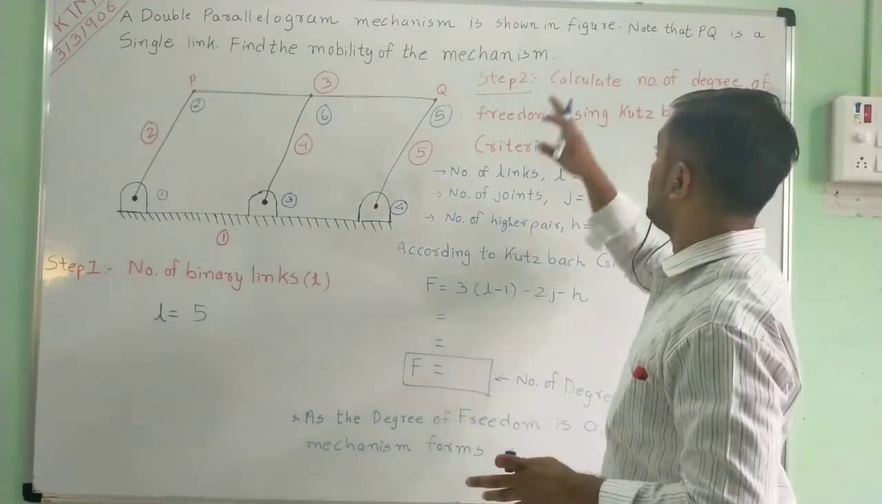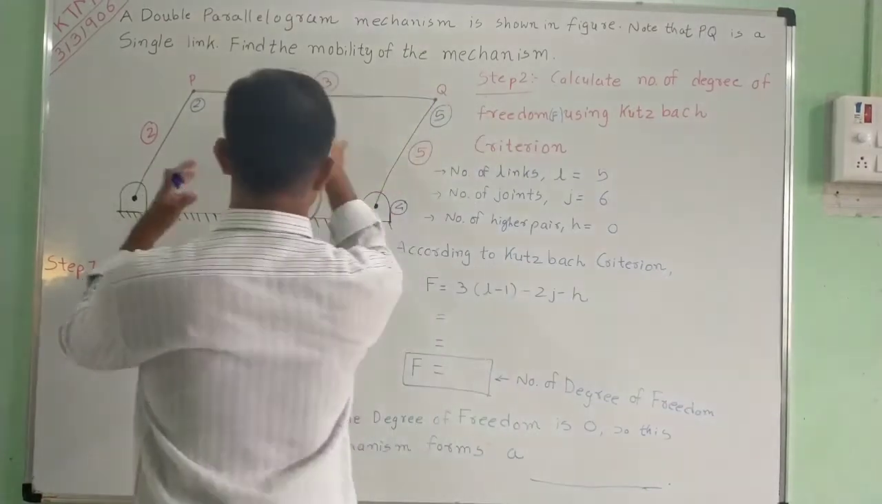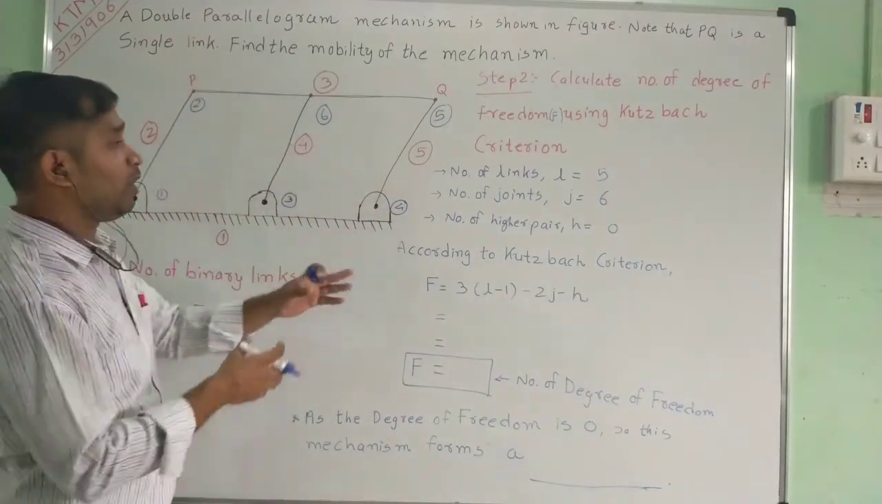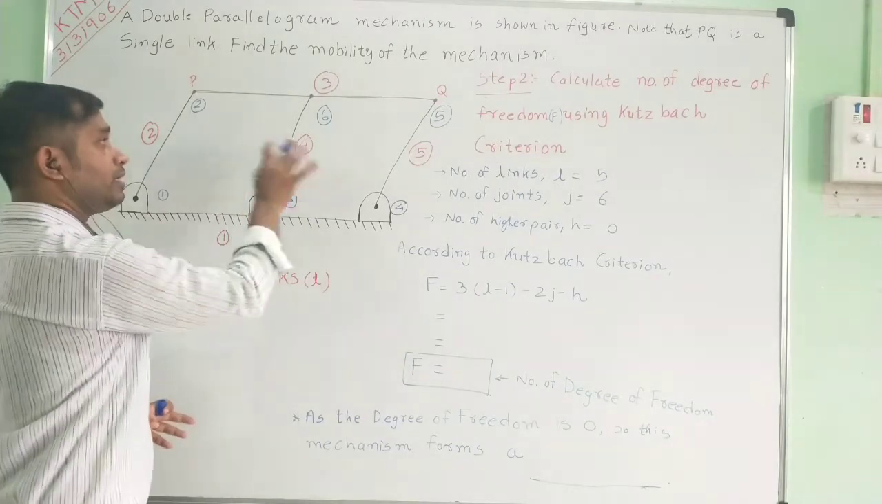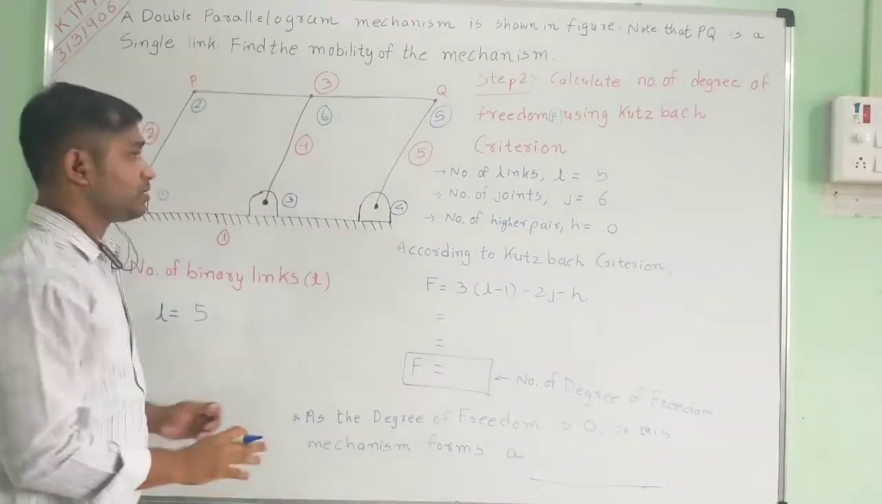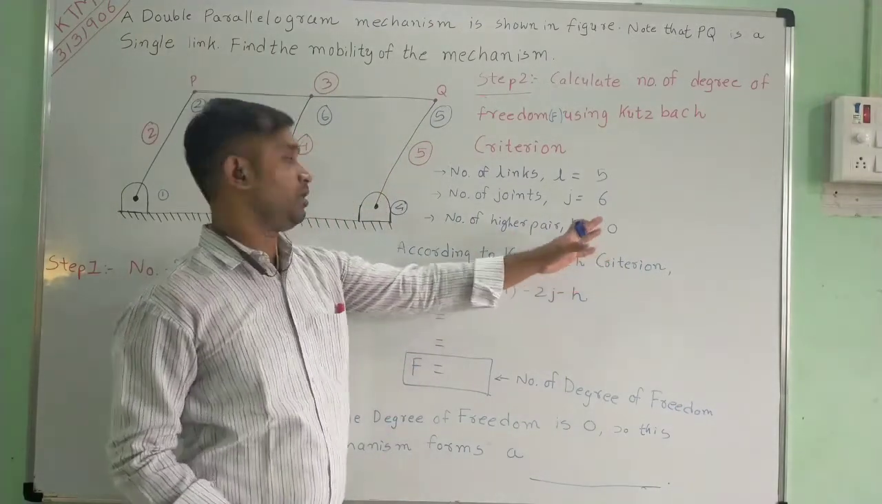But when it is given that PQ is a double link, we consider the number of links as 6 and the number of joints as 7. But here PQ is given as a single link, that's why we take single joints. So the number of joints J is equal to 6, and the number of higher pairs H is 0.